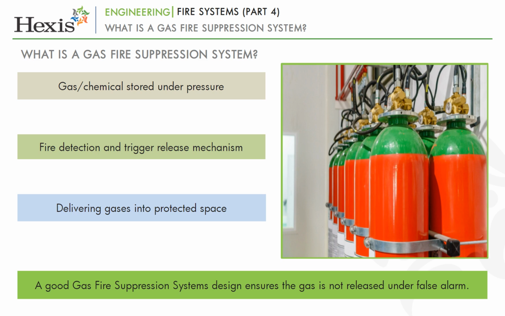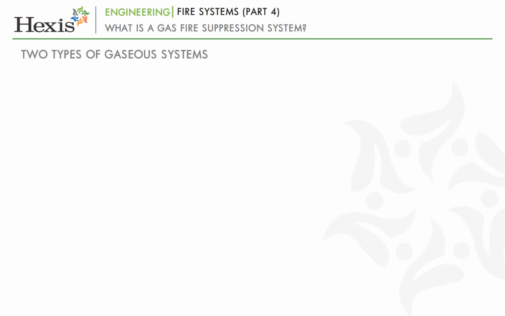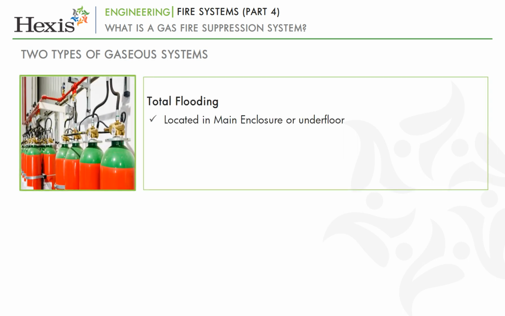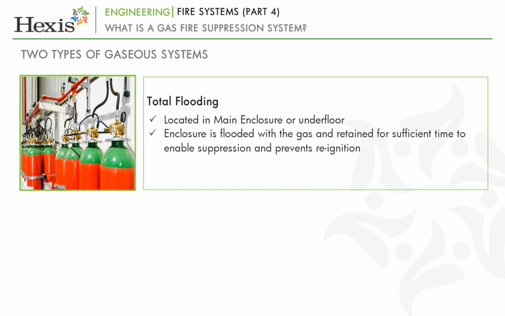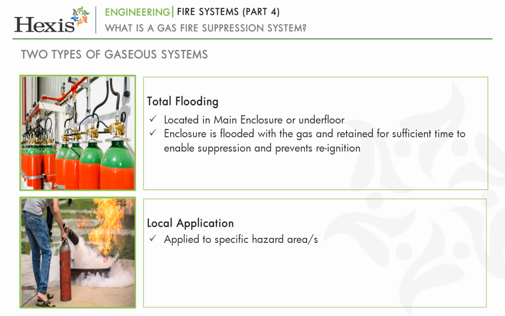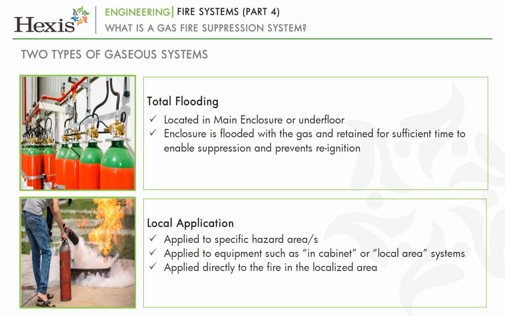The gaseous flooding systems come in two basic forms. Total flooding: main enclosure or underfloor. Here, the complete enclosure is flooded with the gas and retained for sufficient time to enable suppression and prevent re-ignition. Local application: applied to specific hazard area or areas or equipment such as in-cabinet or local area systems. The agent is applied directly to the fire in the localized area.